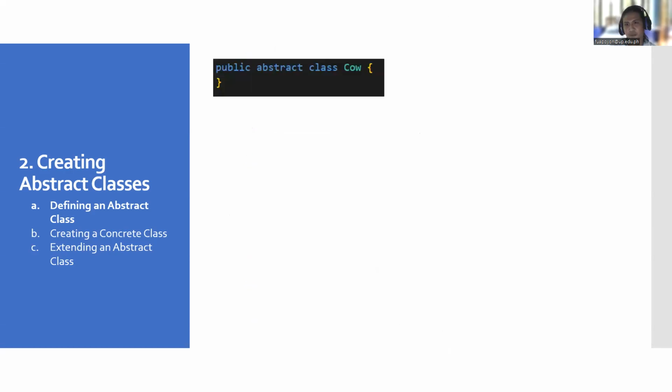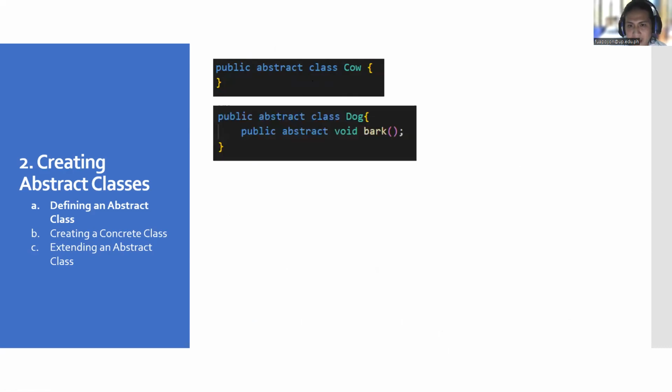Okay, so for example, here we have your public abstract class cow. So this is how you define your abstract class, no? So cow here does not have your methods. It's an empty abstract class.